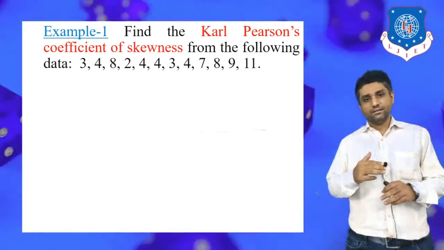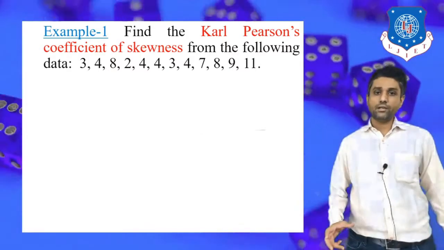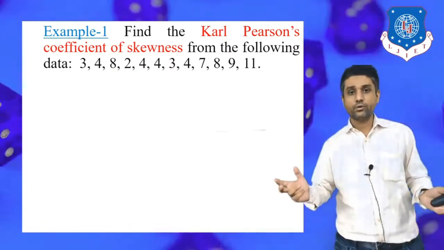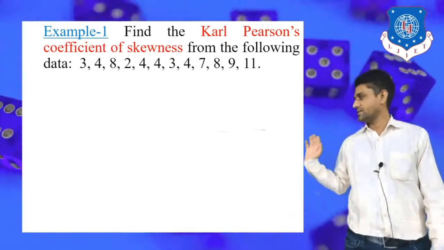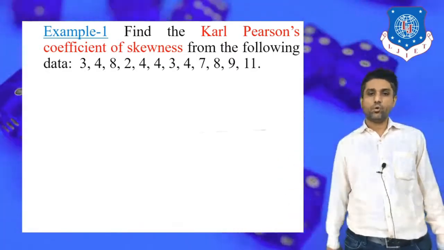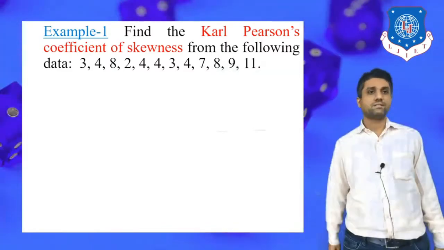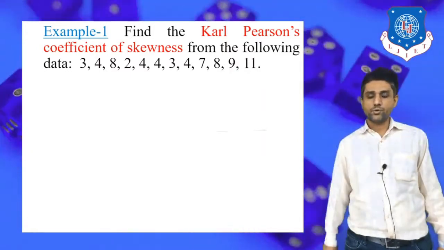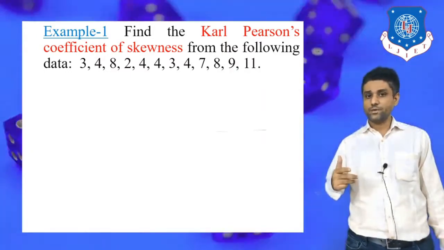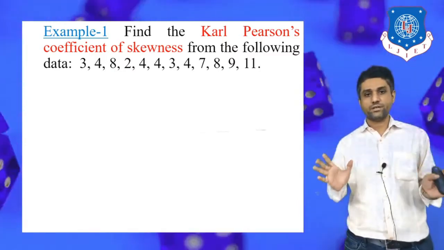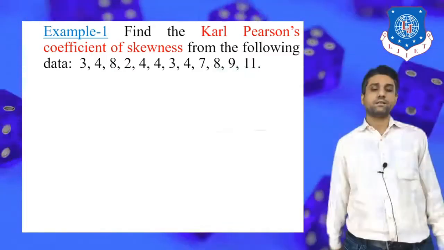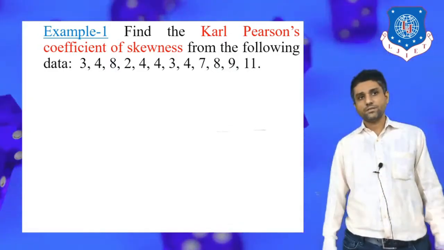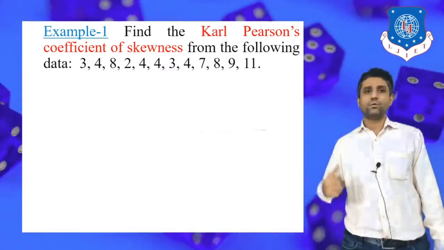But in detail, in this lecture we have to see, if frequency data is available, how exactly we can calculate the skewness coefficient. For that, we have to see an example. The question says: find the Karl Pearson coefficient of skewness. Again, I will repeat: why Karl Pearson? Because this is the name of the statistician who gave this whole procedure. That's why this procedure is known as the Karl Pearson coefficient of skewness, from the given data.